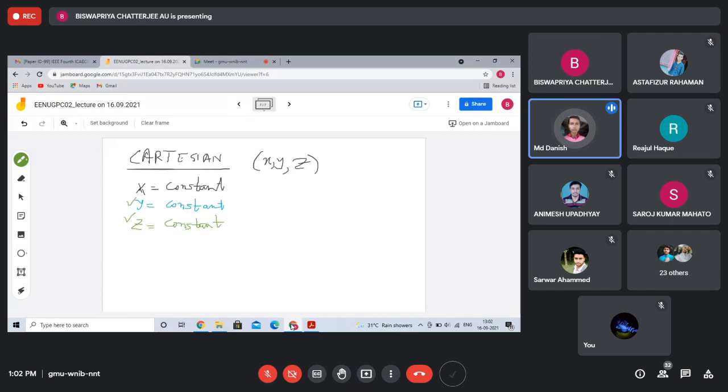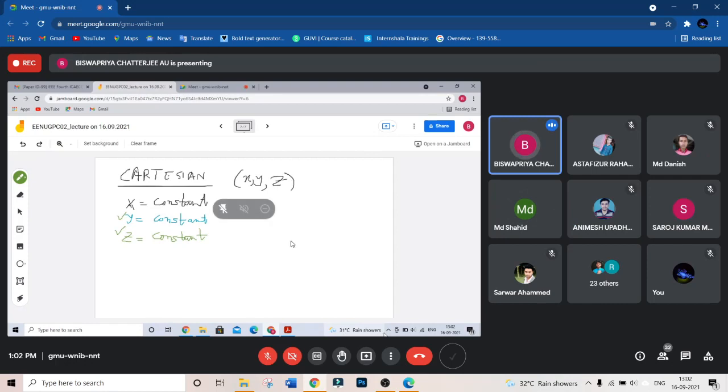Sir, if z is equal to constant, then it will be spherical. Please think, then answer. Don't answer randomly. Think, understand, then answer.